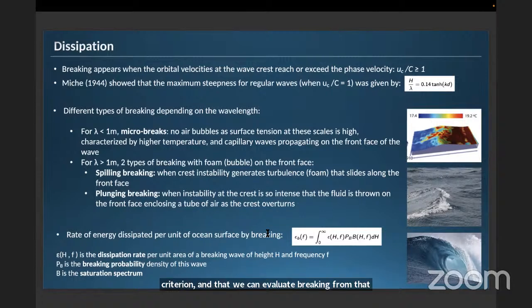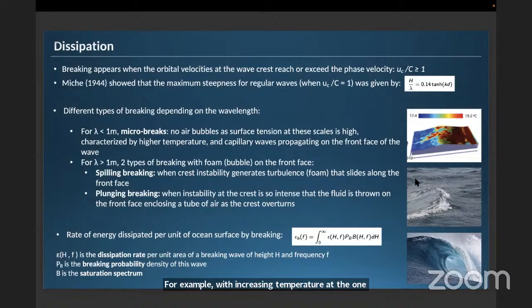And there are different kinds of breakings that are illustrated on the right-hand side. There are microbreakers, which are really, really small breaking on a scale where surface tension affects them. There are no air bubbles, but they can be diagnosed from very high resolution temperature measurement, for example, with an increase in temperature at one side of the waves.